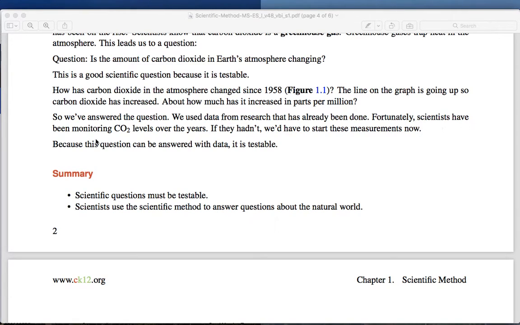Fortunately, scientists have been monitoring CO2 levels over the years. If they hadn't, we'd have to start these measurements now. Because this question can be answered with data, it is testable. So in summary, scientific questions must be testable. Scientists use the scientific method to answer questions about the natural world.